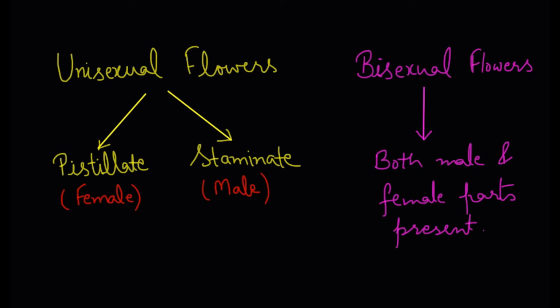These flowers may be of two types depending upon the presence of male and female parts. If a flower is having either male or female part, then it is known as unisexual flower. So it may be either pistillate having the female part, or it may be staminate having male part. So uni means single sexual. So only one sex is present, either male or female. But bisexual flowers possess both male and female organs. So these are the types of flowers.